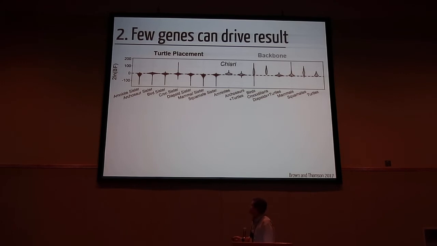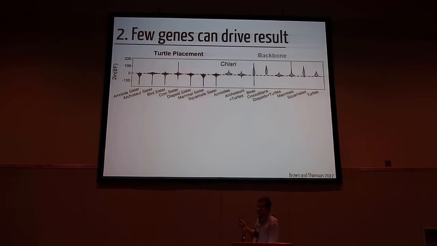On the other side of the chart, we see something different. These are all potential places we can stick turtles into this tree. Now, if there was strong information in the data, one of these should be predominantly above the line, and the rest of them should all be below the line. And that's not really what we see. What we see is most of them are centered right on the line. What that means is the majority of genes in these data sets are effectively silent on where turtles go in the tree.